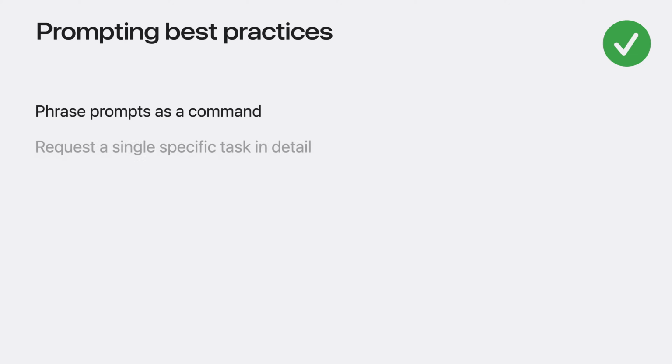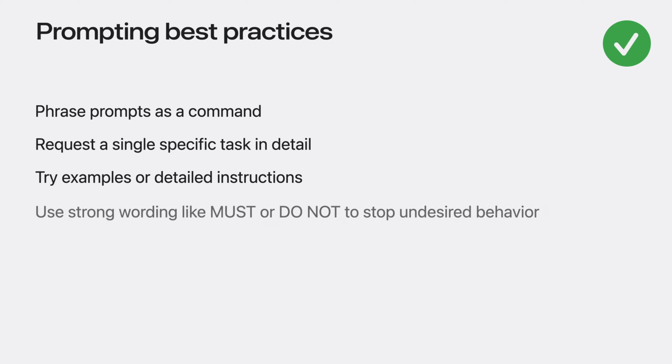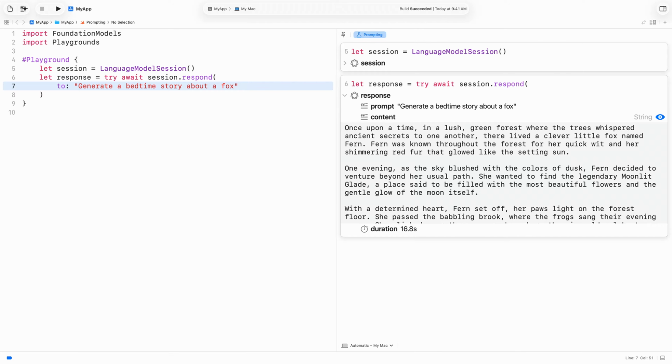I have some additional tips for you based on the way that this model has been trained. First, phrase your prompts as a clear command. Overall, the model will perform best when given a single specific task in detail. You can boost your task performance by giving the model less than 5 examples of the kinds of outputs you want, and just write those directly into your prompt. Finally, if you observe output you want to stop, the model will respond well to an all-caps command, DO NOT, kind of like talking to it in a stern voice.